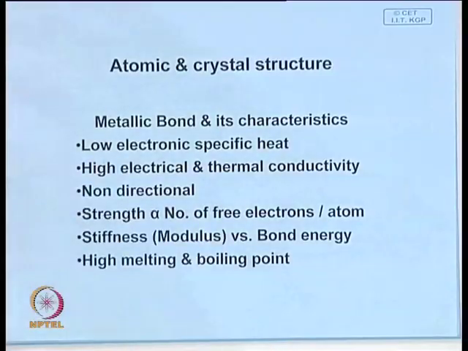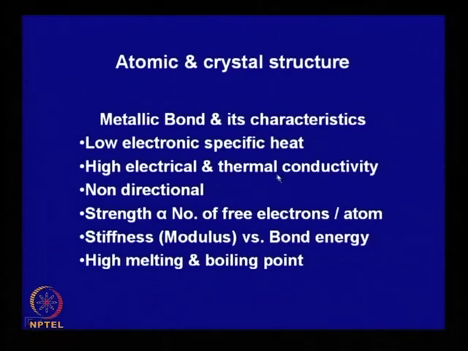In the last class, we started talking about atomic bonding and primarily looked at some of the important characteristics of metallic bond, which are listed here. Just to recapitulate, it has low electronic specific heat, it has high electrical conductivity, it is non-directional, strength of this bond is proportional to the number of free electrons per atom, it has high stiffness and there is a relationship between stiffness and bond energy, and it has high melting and boiling point.